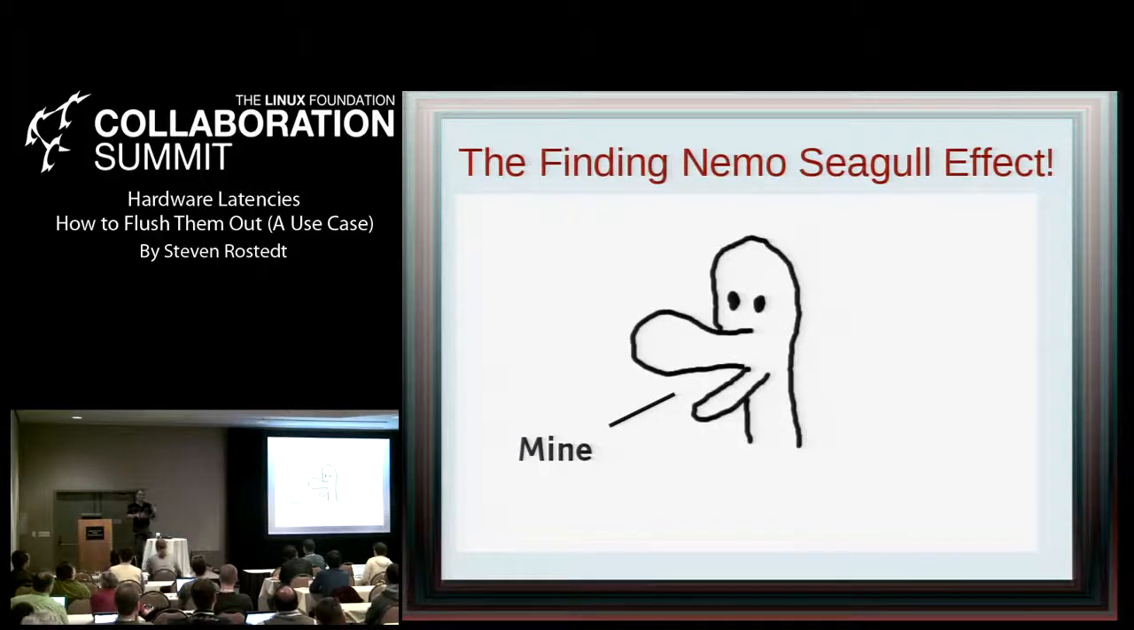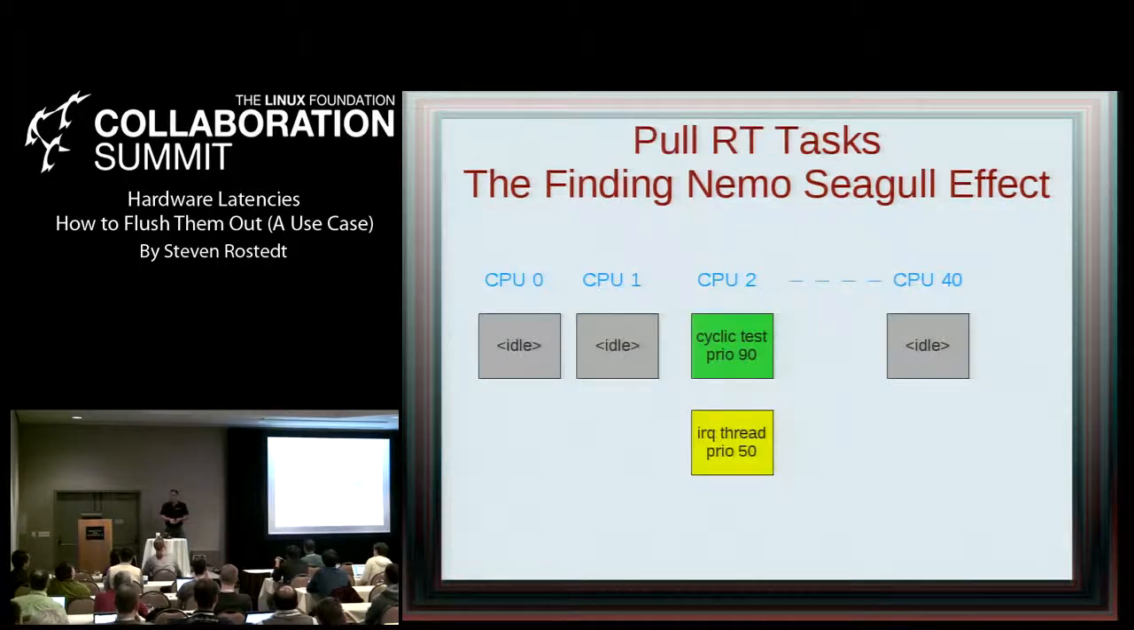I was just at Disney World, and this is where I got the analogy for this. In Finding Nemo, Nemo's dad falls up on the boardwalk, and a seagull flies down, and they only have one word in their vocabulary: mine. And they all go, mine, mine, mine, and they all jump after it. Have you ever seen seagulls on the beach? It's exactly the way they act. Well, this is the pull RT test, the Finding Nemo seagull effect. They're all like, mine, mine, mine.